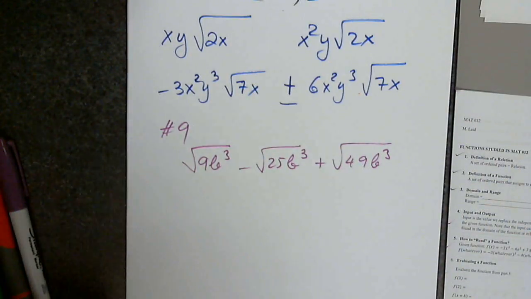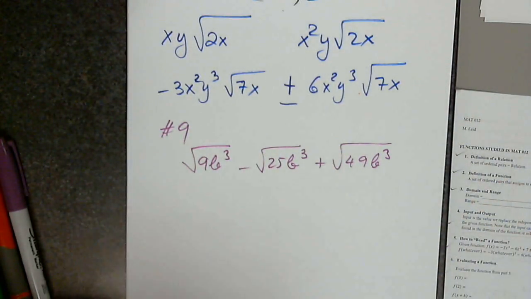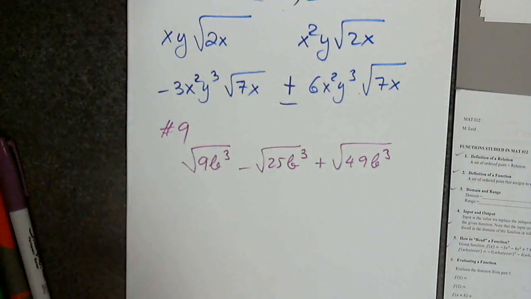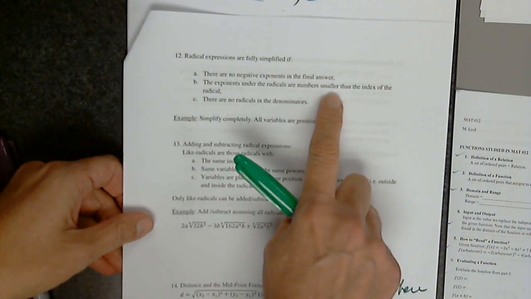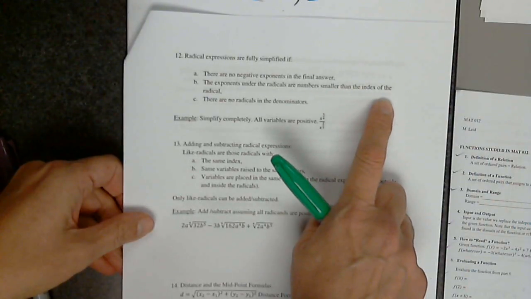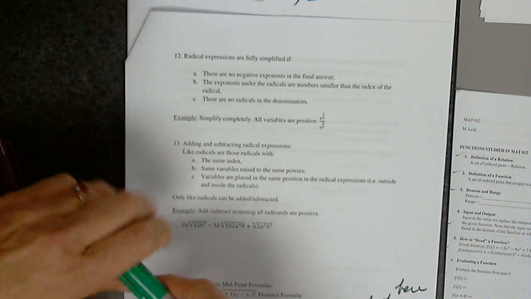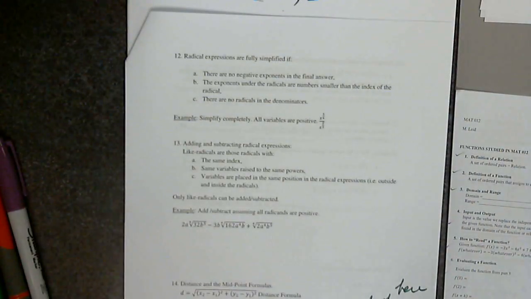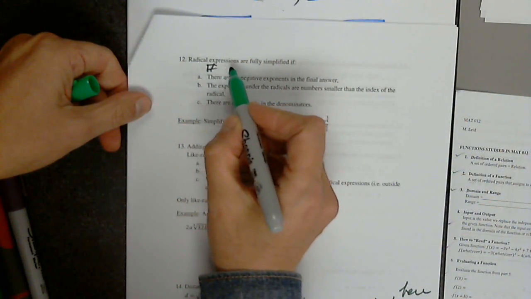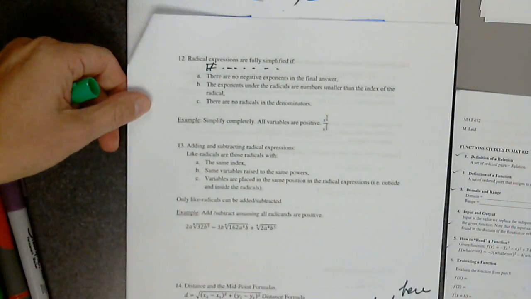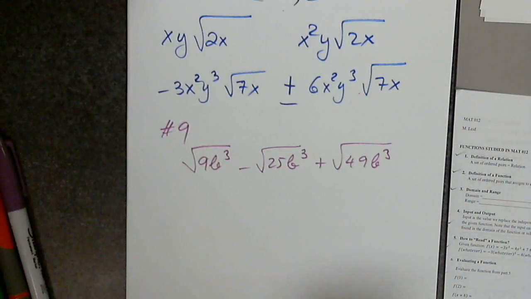Till I do what to each and every one of them? Fully simplify. That's why we read this part. First of all, the exponents under the radicals have to be smaller than the index. Then if I have a number, maybe I should put that, I'm constantly updating my handouts. Maybe I should put that in also about the number. The number has to be simplified. I didn't put it in.